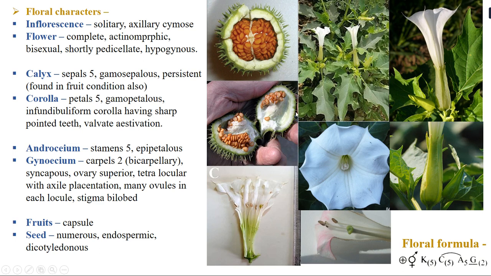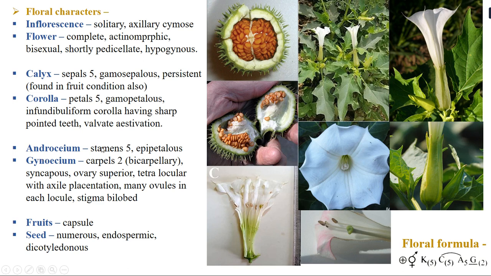And it shows valvate aestivation. Now what do you mean by valvate aestivation? Valvate aestivation means that all the petals are arranged in one plane, and none of them are overlapping each other. So it shows a valvate aestivation.